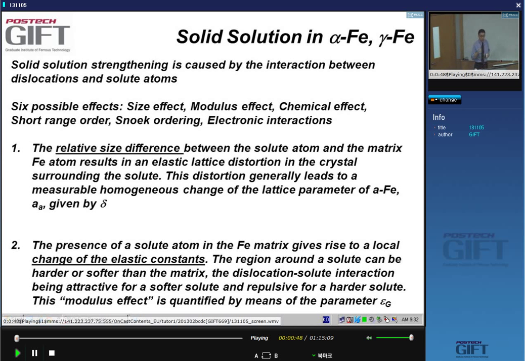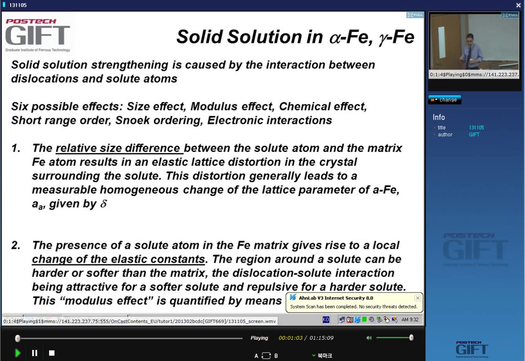So the two main effects are size effects, yes, and what we call the modulus effect. The size effect is very simple to understand. You introduce an atom that may be, for instance, much larger than the iron atom. For instance, you introduce tungsten in ferrite, big atom. It's going to generate a distortion in the lattice, and that will have, as we will see, a strengthening effect.